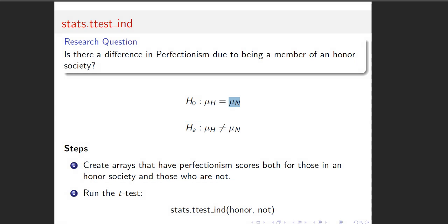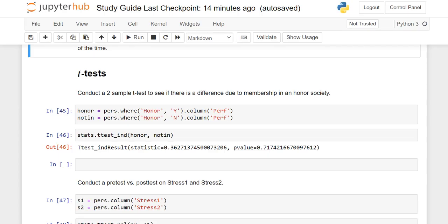So what do we do? Well, the key thing to remember is that this t-test runs on arrays. Okay? So the first thing we have to do is create the array honor, which is the average perfectionism score for everybody who's in an honor society. And then I have to create this second array for all the students who are not. Okay, let's take a look at that here.